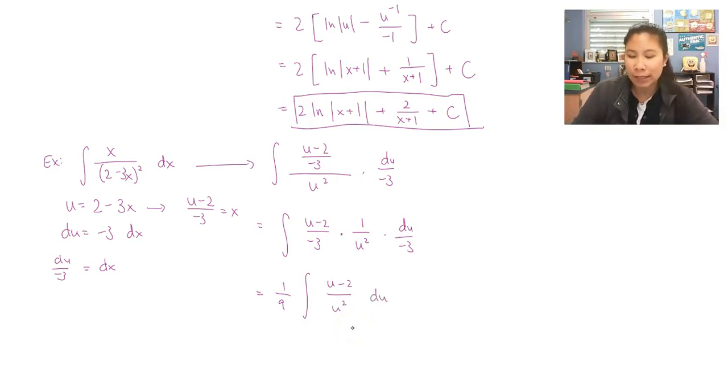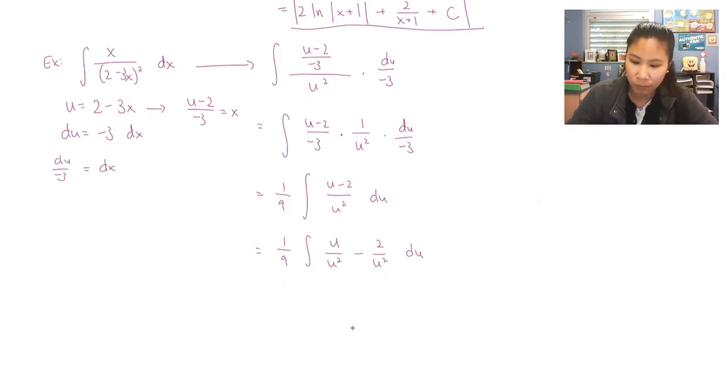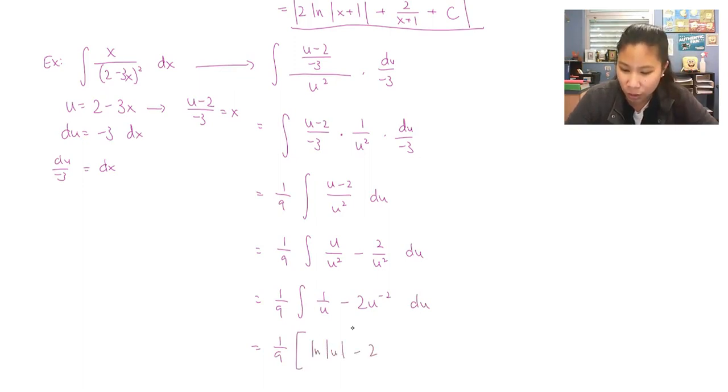Okay, just like before, since I only have one term on the bottom of the fraction, I can split this up into two separate fractions. So u over u squared minus 2 over u squared. So really this is, if I simplify this, 1 over u minus 2u to the -2 du, and then I can integrate. So 1 over u would be ln of u minus 2u to the -1 over -1. Plus c at the end.